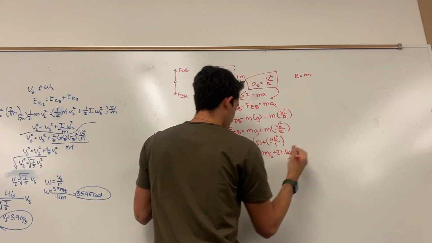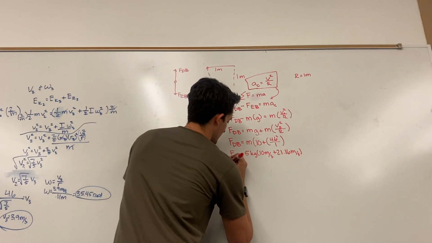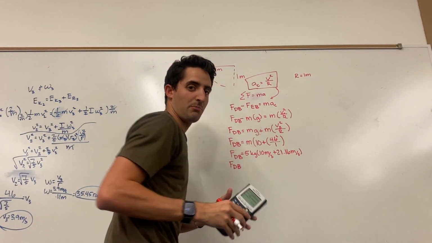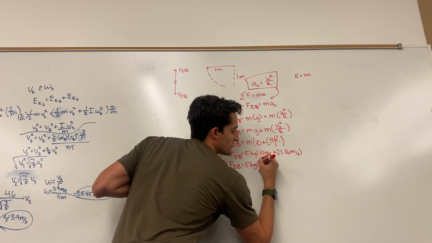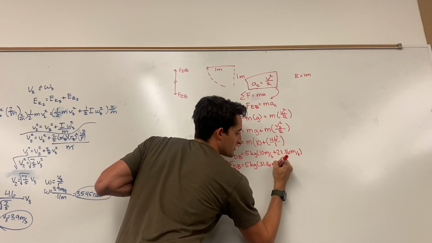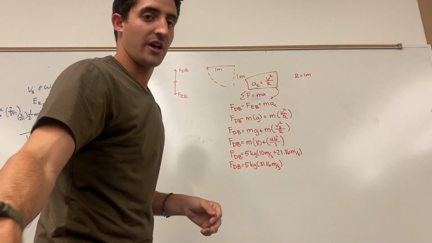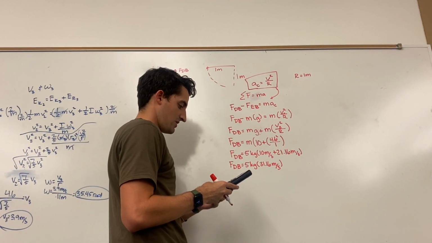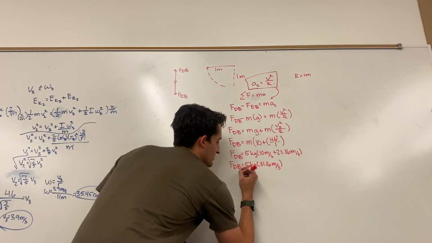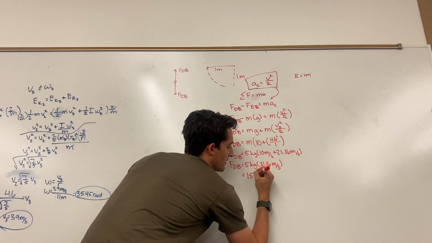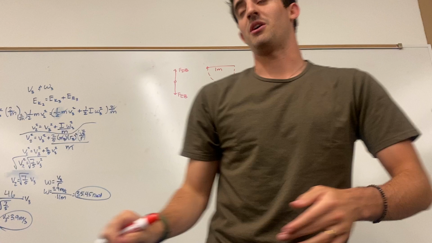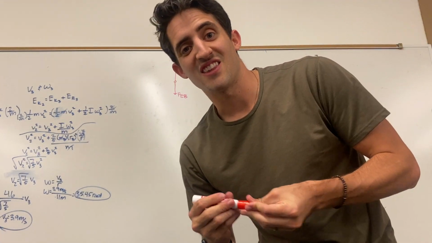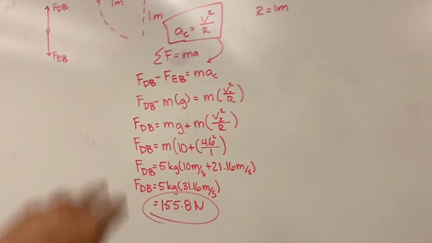So now what we can do is go like this. Force of David on the ball equals 5 kilograms times 31.16 meters per second squared. Then we can just multiply this: 5 times 31.16 is equal to 155.8 newtons. So this is how we do the Bowlero problem. And let me tell you, that is the best handwriting I think I've ever had.